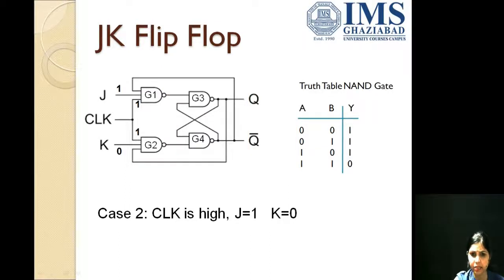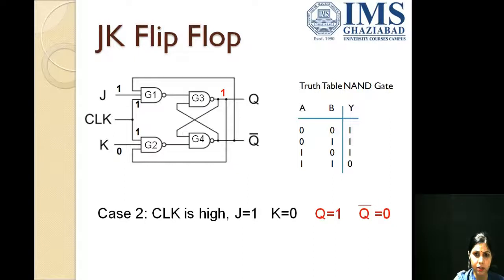Now again the same thing, J is 1 and K is 0. We would consider what happens if previous output was reversed. That is Q was 1 and Q bar is 0. Here, have a look that we have not changed the value of J and the value of K. Only the previous outputs have been changed. This is because we can have any of the possibilities. Q can be 0 or Q can be 1 in the previous output state.